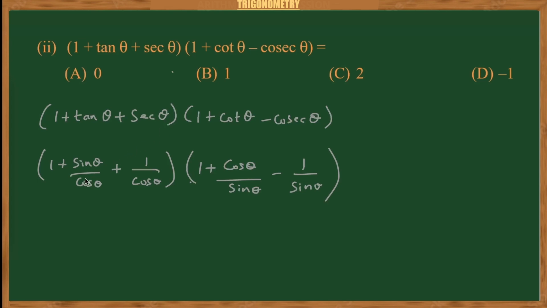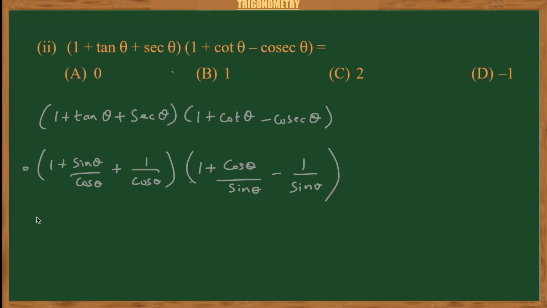Okay students, any confusion till here? This conversion from the first step to second step: tan represented as sine by cos, secant can be represented as 1 by cos, cot can be represented as cos theta by sin theta, cosecant can be represented as reverse of sin theta. Okay, so further let's try to solve it.